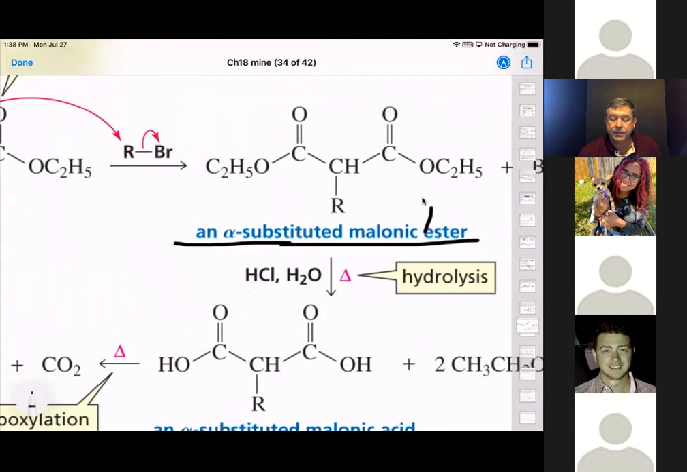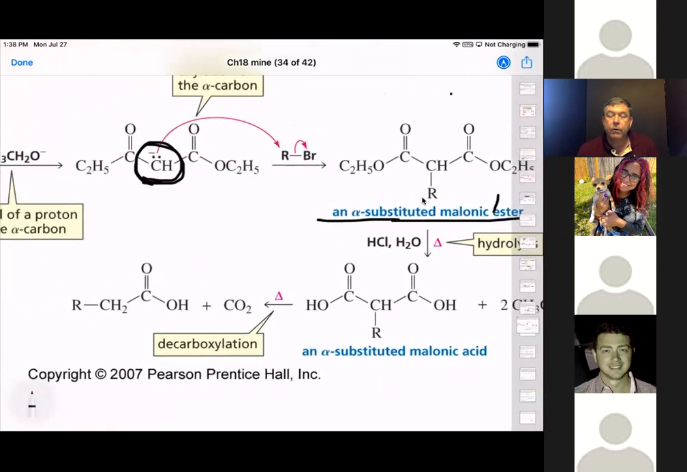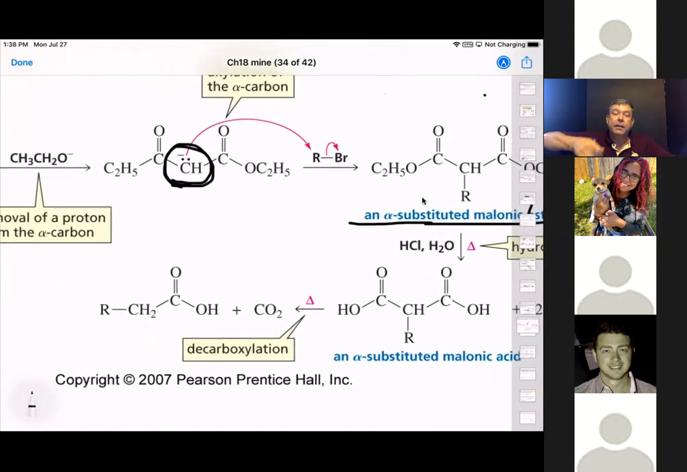Once you have that ester, you clip off that with your acid and your water. And by heating, you can form that 6-membered intermediate and decarboxylate, remove one equivalent of CO2, and have the other part of your malonic ester be attached to your alkyl chain.